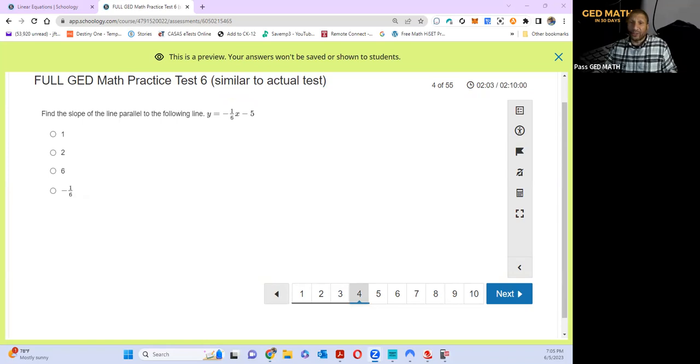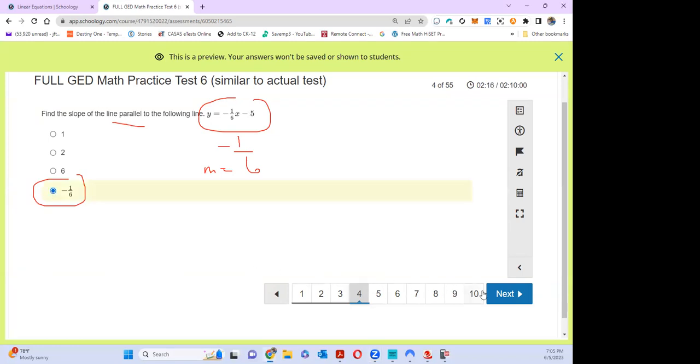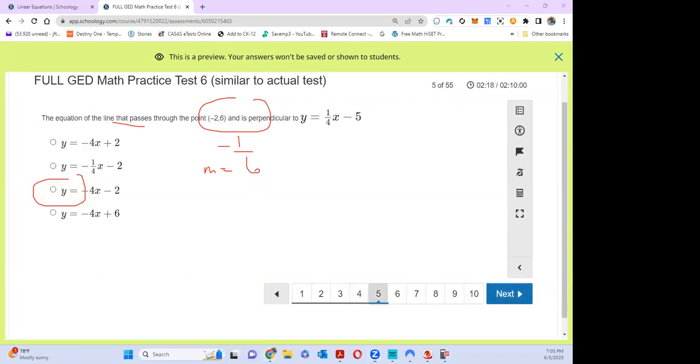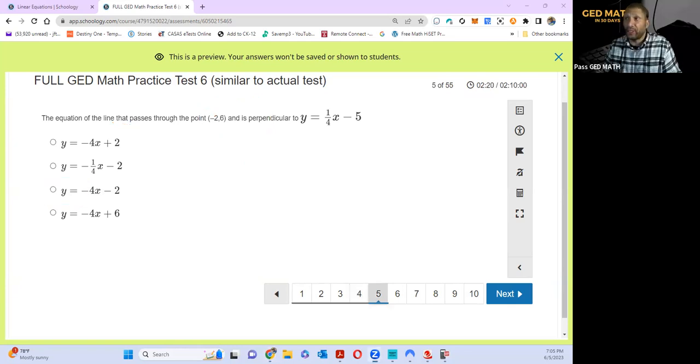This is my equation. I'm looking for a parallel line, so I know anything parallel must have the same slope. My slope of this equation is -1/6. Look at that. That's an easy question now. I know how to do that. I'm done. Next question. You take this like you're taking the real exam.